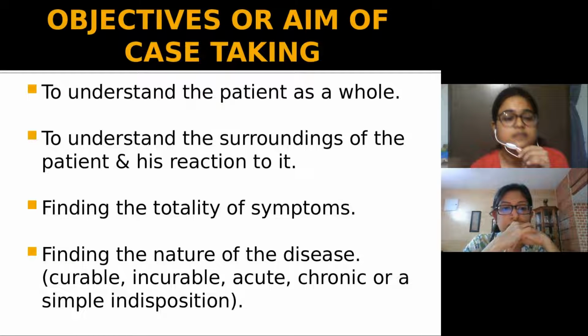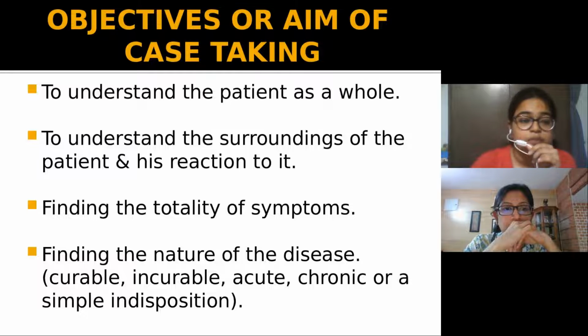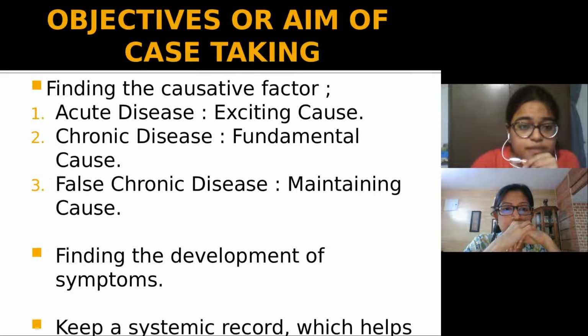Then finding the totality of symptoms. तो हमें totality of symptoms तो मतलब निकालना ही है. Finding the totality of symptoms to give him a remedy, for finding the nature of the disease, like whether it is a curable case or it is an incurable case or acute है, chronic है, or it's just a simple indisposition and we can cure it by changes in diet and regimen. So the aim of case taking would be finding out the nature of disease as well.